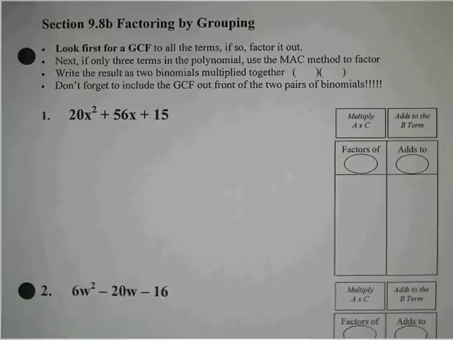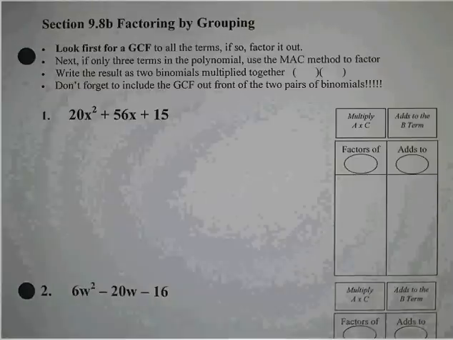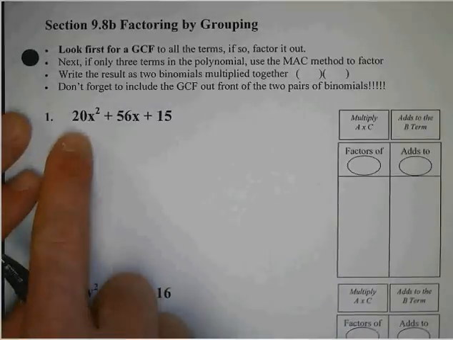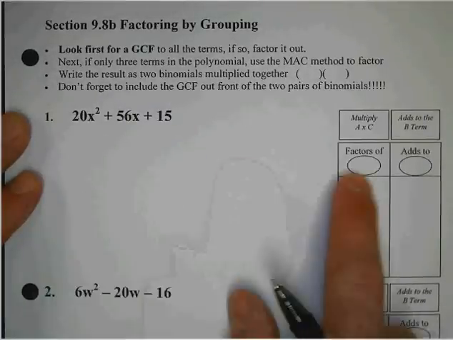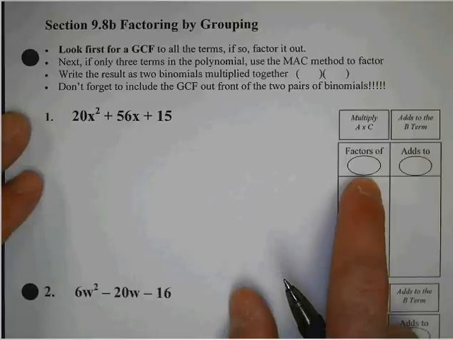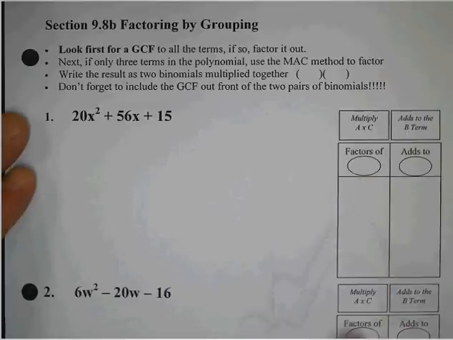Factoring by grouping, last section. There's only 2 examples today because I wanted to have a lot of time for you to work and practice. But as we look at these, we just want to summarize. If we did this traditionally, I would say 20 times 15 is 300. Now just think to yourself for a sec, all the factors of 300 would be an incredibly long line.